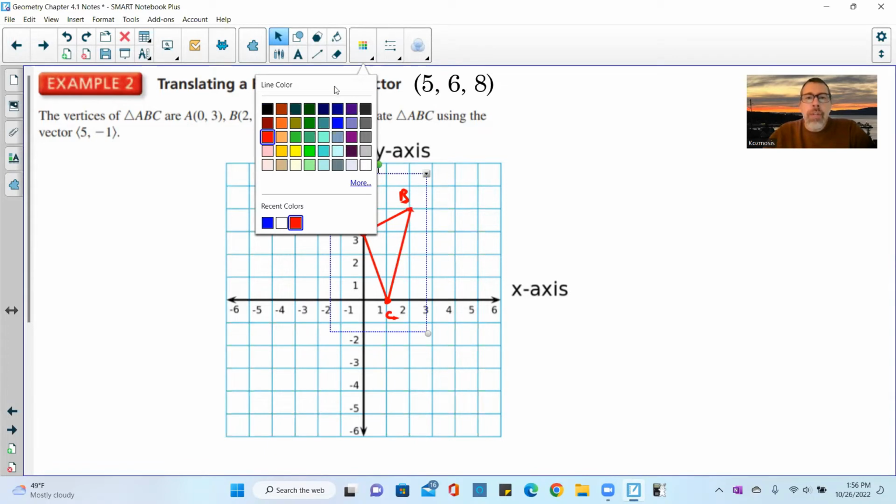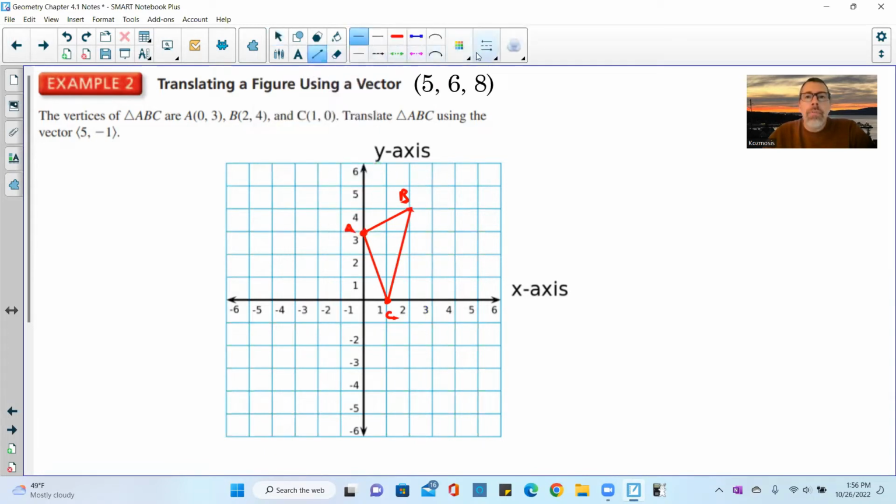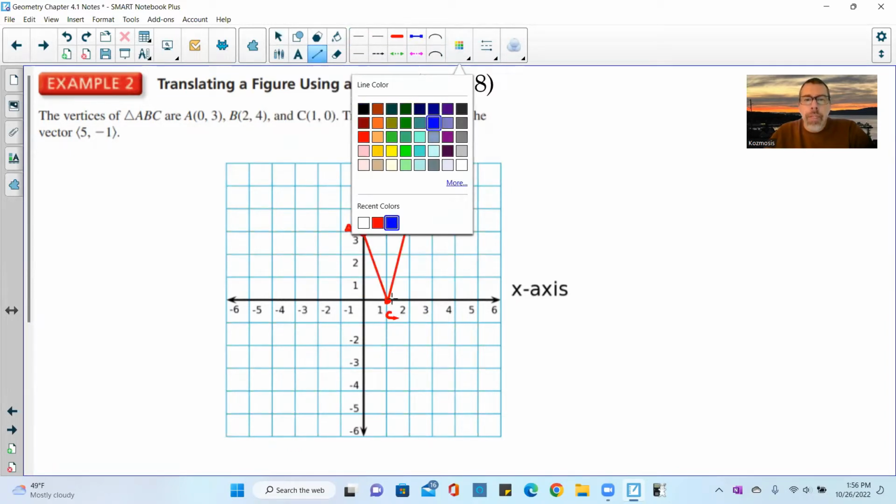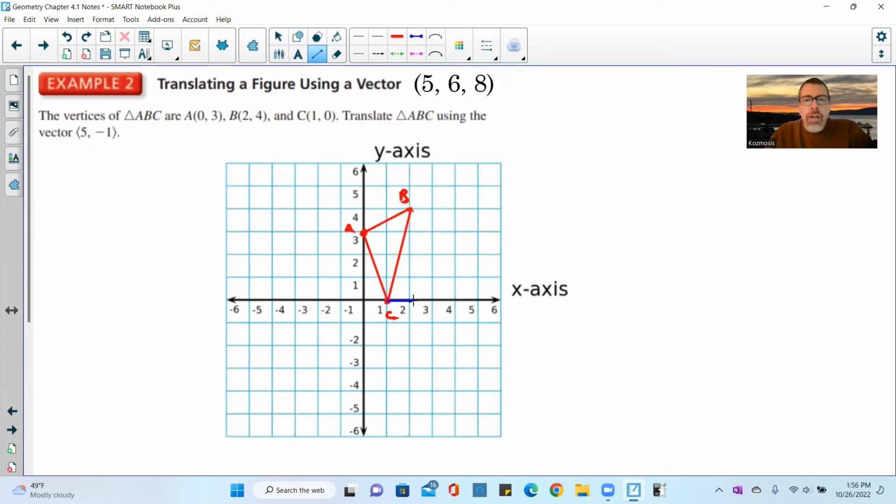So in other words, if you pick any one of the points, let's make it blue, like C. And 5 is your horizontal, 1, 2, 3, 4, 5. And down 1 would put me right there. So there's my vector that is going to the right 5 and down 1. If I copy that and put that at B, put the initial end at B, and then finally move this last one. Initial point at A, then that's going to tell me where my points are going to land.